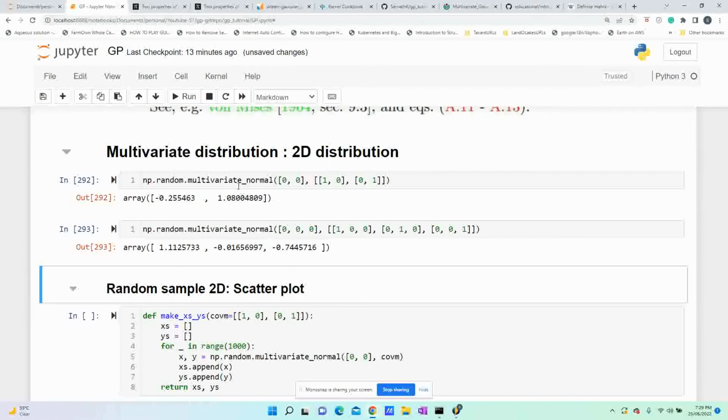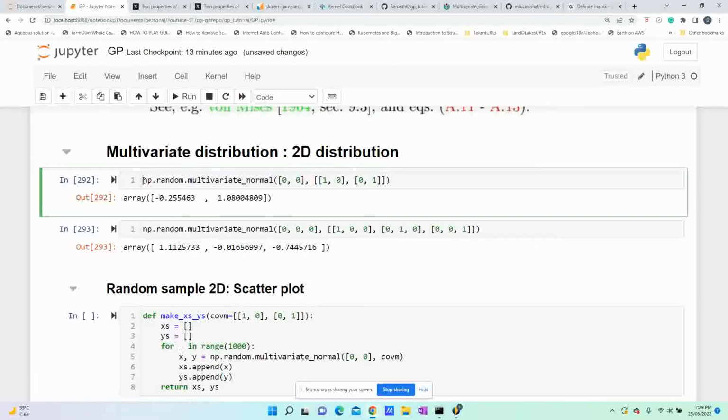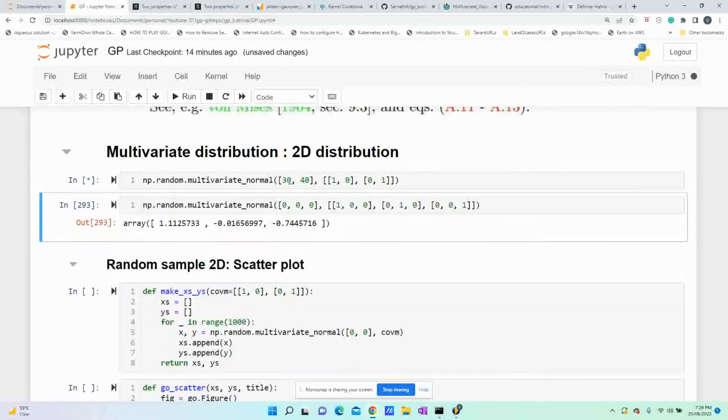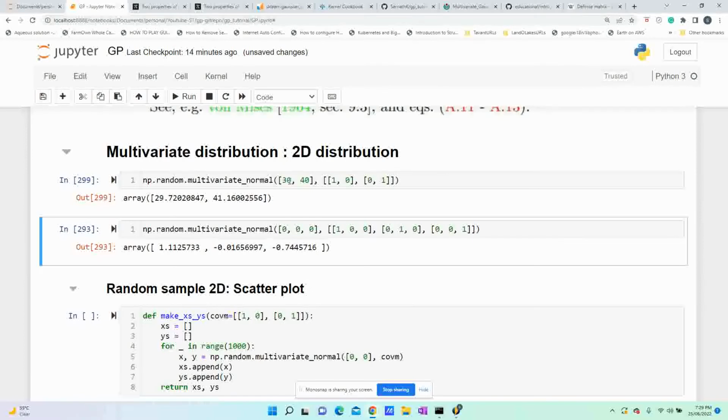For example, if it is a two-dimensional distribution, I'm using the np.random.multivariate_normal function, and here I'm giving the mean as 0, 0, and this is the covariance matrix. I'm giving it as an identity matrix, which means that these two dimensions are free to change. You get a two-dimensional number, two numbers, and these will be close to 0 only. If I change this to 30 and 40, you will see that the numbers returned are close to 30 and 40, because that is the mean of the random distribution.